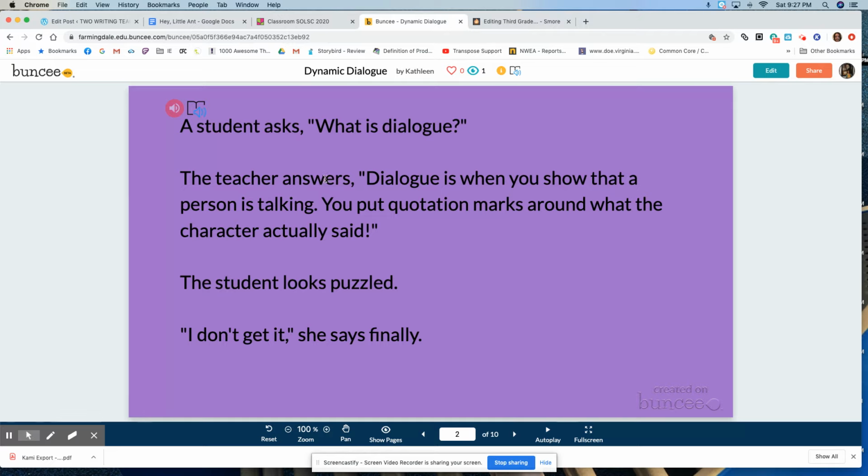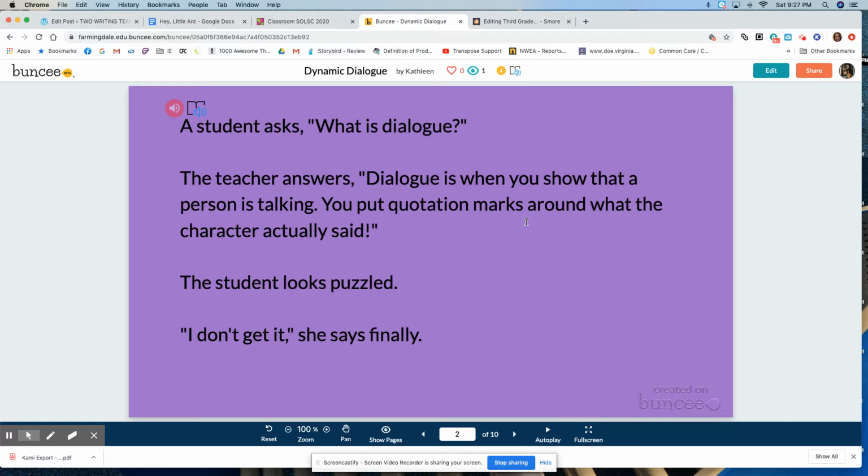A student asks, "What is dialogue?" The teacher answers, "Dialogue is when you show that a person is talking. You put quotation marks around what the character actually said." The student looks puzzled. "I don't get it," she says finally. But hopefully you do get it.